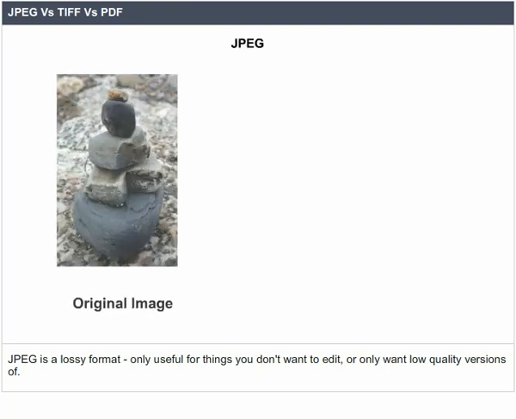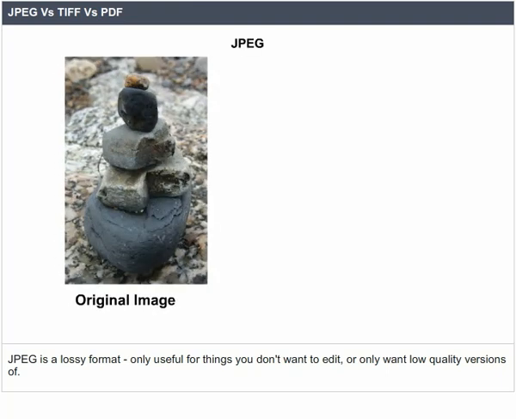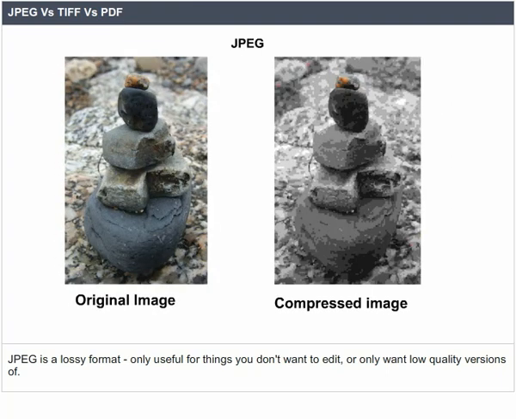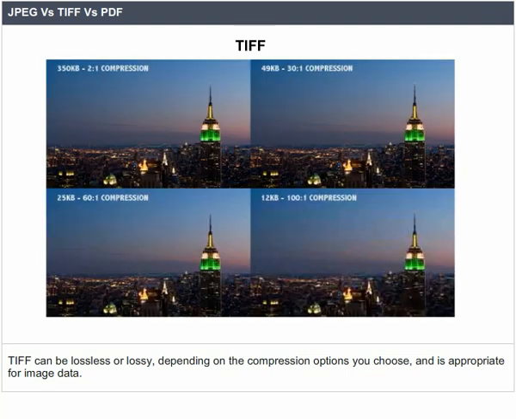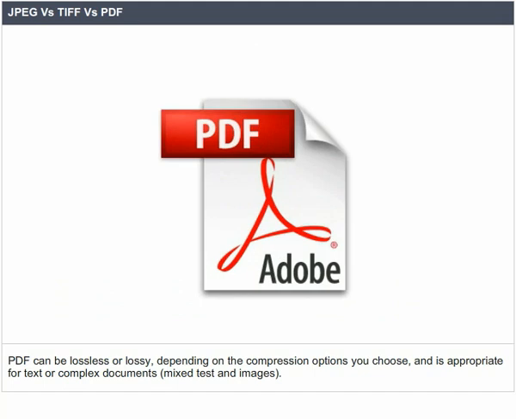JPEG is a lossy format, only useful for things you don't want to edit or only want low-quality versions of. TIFF can be lossless or lossy depending on the compression options you choose and is appropriate for image data. PDF can be lossless or lossy depending on the compression options you choose and is appropriate for text or complex documents, mixed text and images.